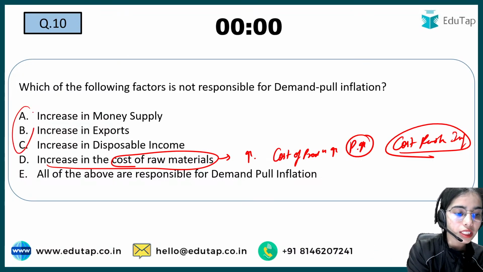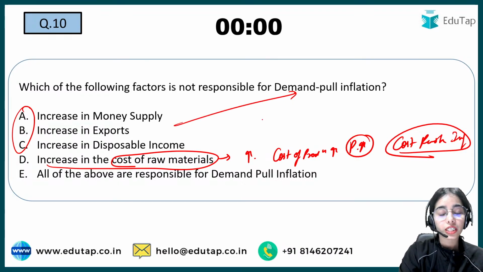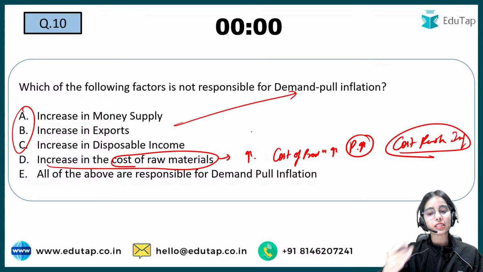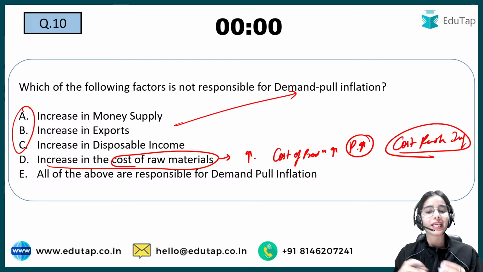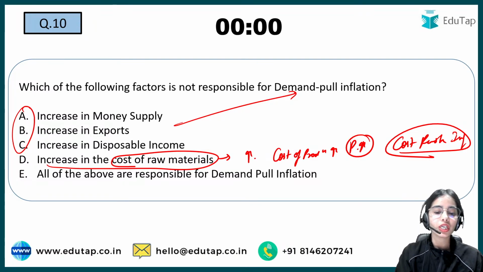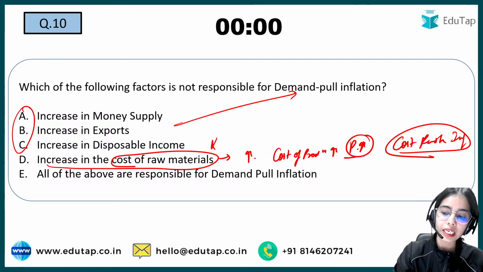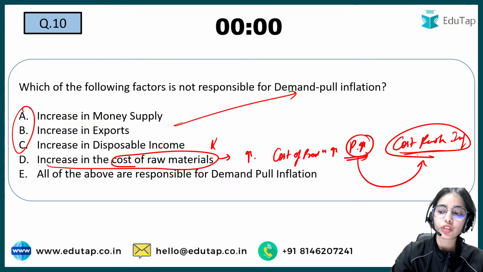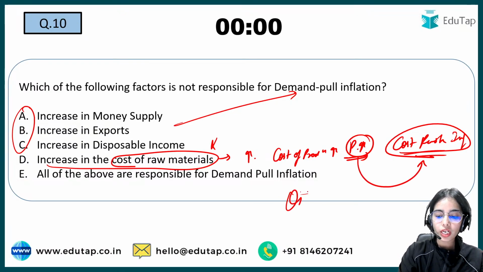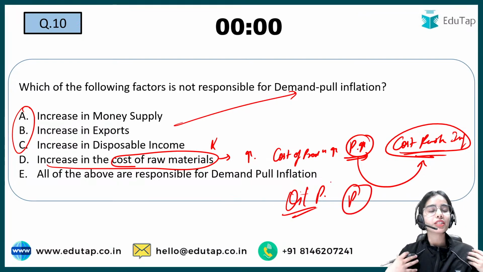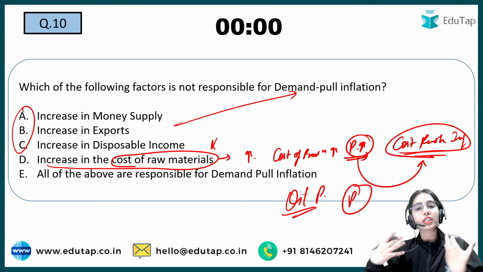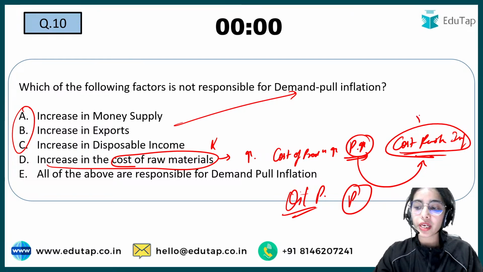So all of these three can be the reasons of the demand pull inflation, but the cost of raw material increases the prices because of the cost push inflation. If the oil prices are increasing, the prices of other commodities will increase, because petrol is needed for traveling purposes. So if oil prices are increasing, the prices of other commodities are going to increase because of the cost push inflation.